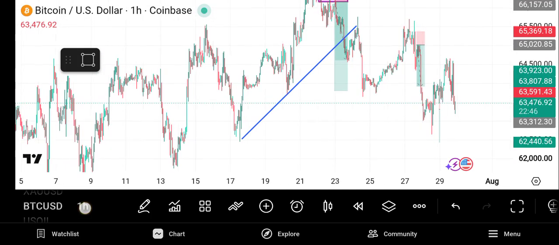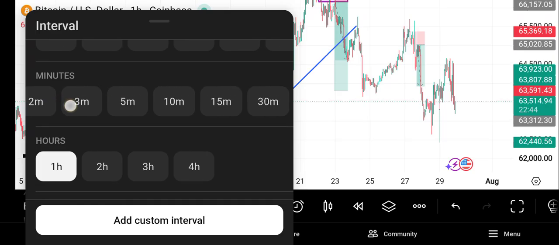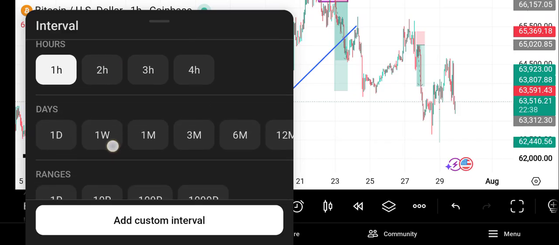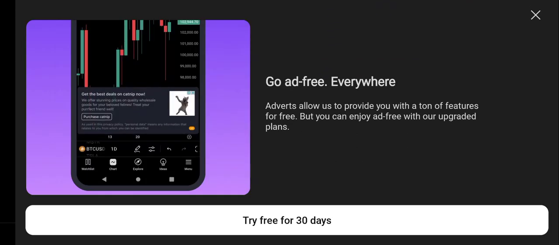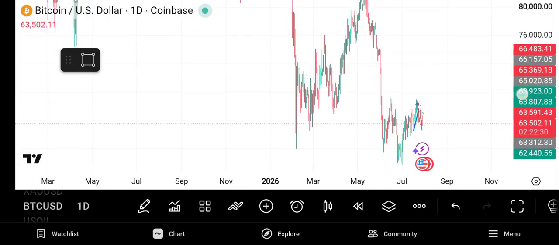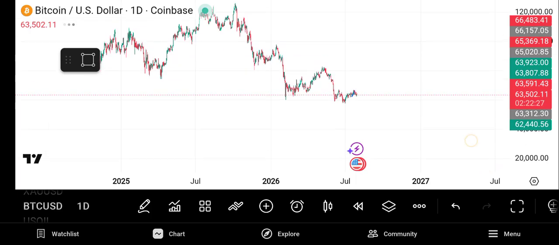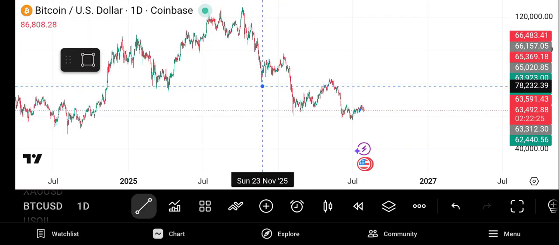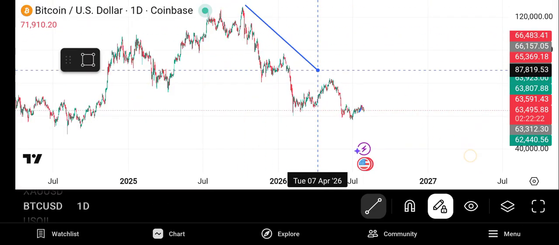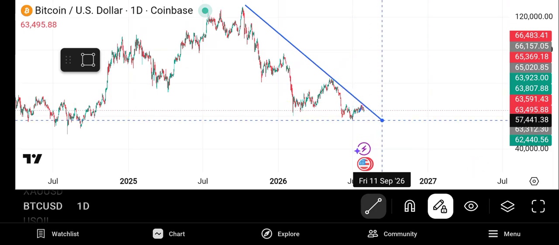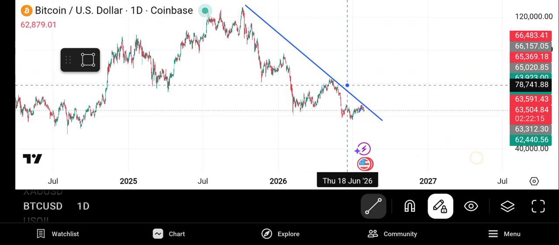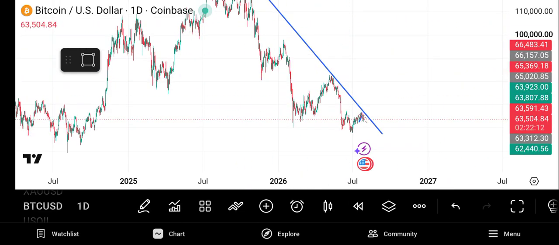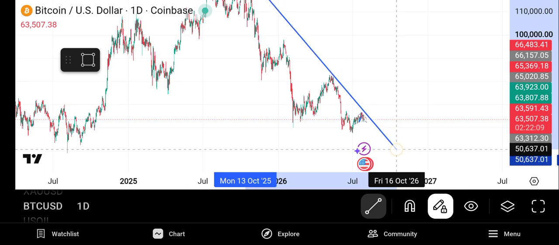So on a daily time frame, the overall trend for BTC is sell. BTC is on a downtrend on a daily time frame. So observe it very well. On a daily time frame, you can see BTC is on a downtrend. It's creating a series of lower lows and lower highs. So it's on a downtrend, and you can see it's currently on this trend.